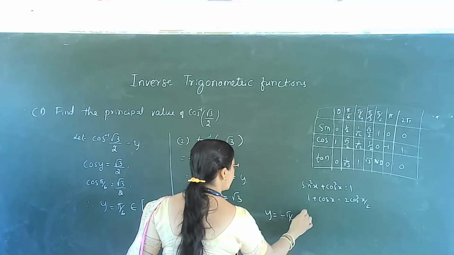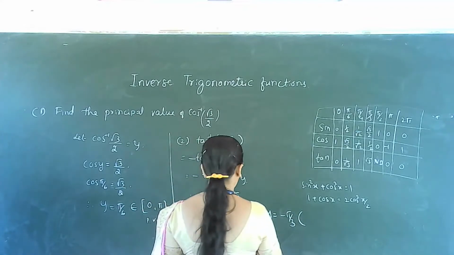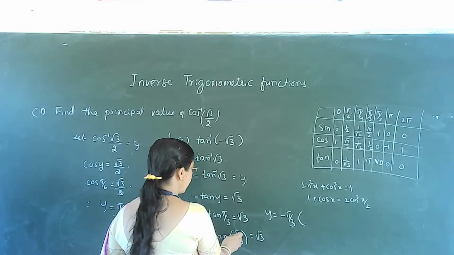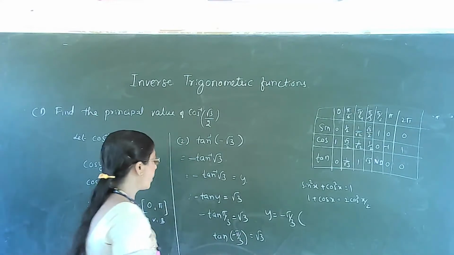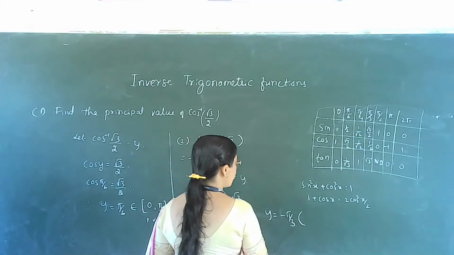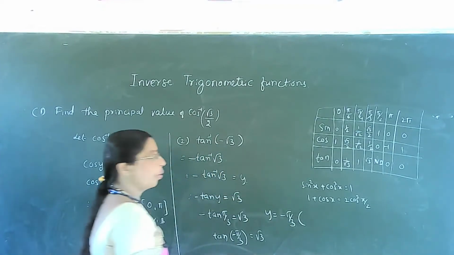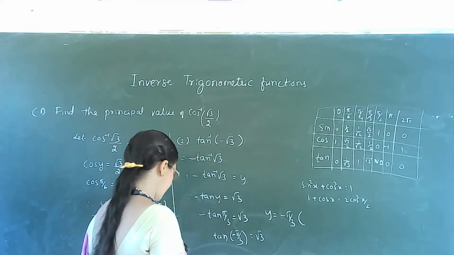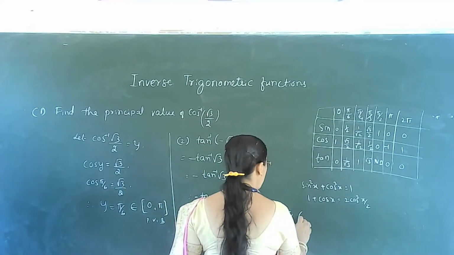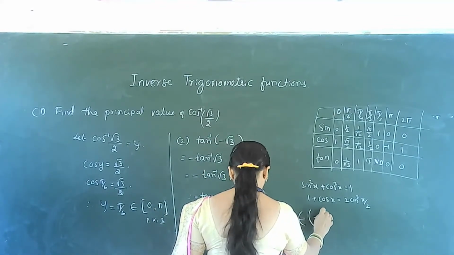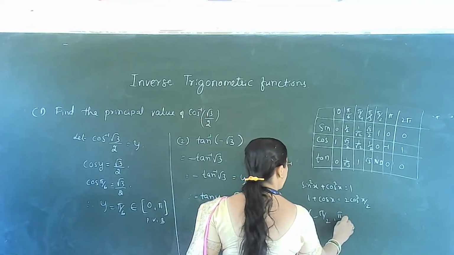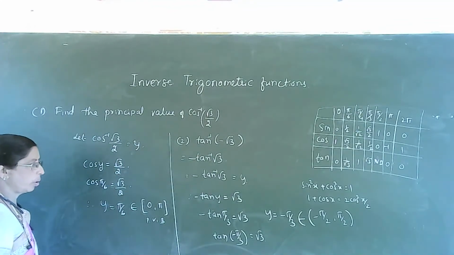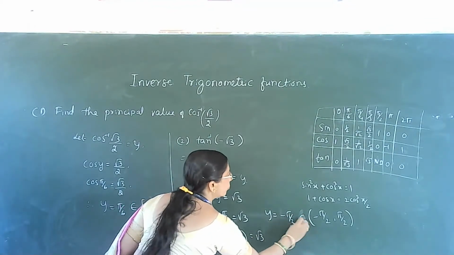Minus tan π by 3 is equal to tan of minus π by 3. Therefore, y is equal to minus π by 3. It belongs to which one? The principal value branch is minus π by 2 to plus π by 2. Minus π by 2 to plus π by 2. This belongs to it.